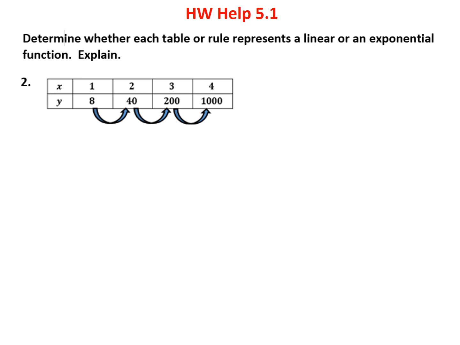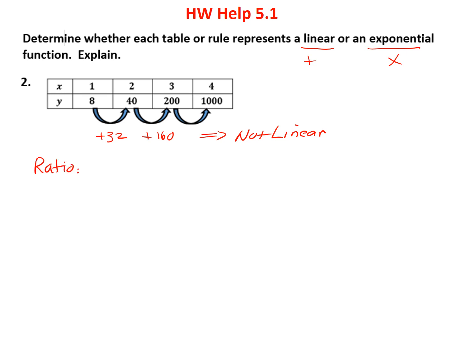Problem number 2 is like number 1. Once again, we're trying to determine if it's linear or exponential. Linear means it has a common difference. It adds the same number each time. Ratio means it's being multiplied by something. Now, when I first look, I ask, does it add something? Well, from 8 to 40 is plus 32. But notice the next one here is 200. So that tells me this is not linear because I'm not adding the same amount.